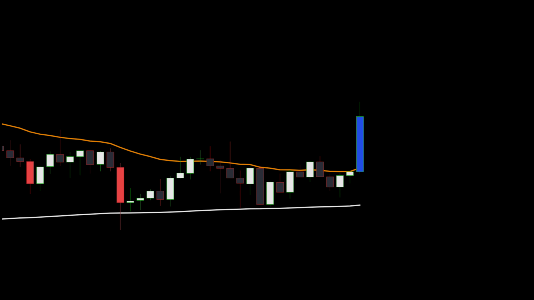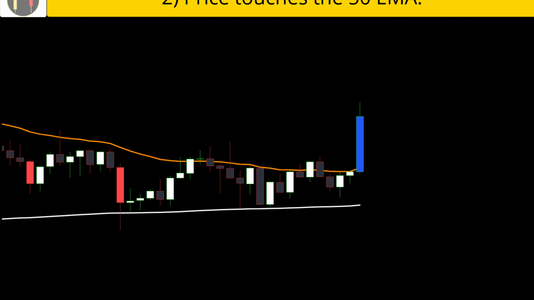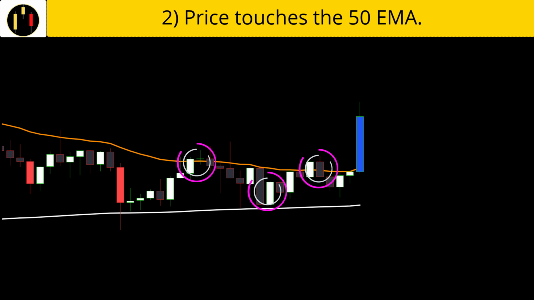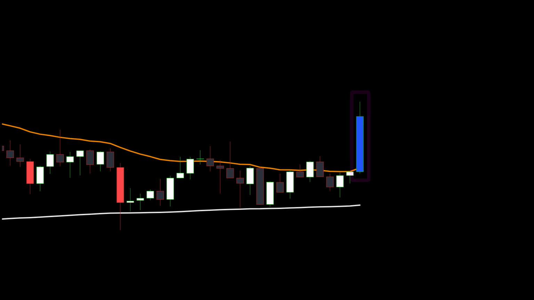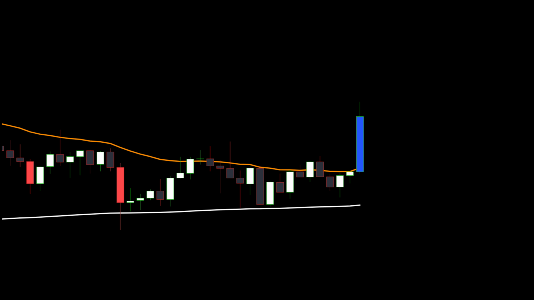The rules to enter a long on Queen Volume are: first, the 50 EMA in orange must be above the 200 EMA in white. The second rule is for price to touch or go under the 50 EMA. The final rule requires a solid blue candle to touch and close above the 50 EMA. Our rules are met when this candle closes. That is our trigger candle.